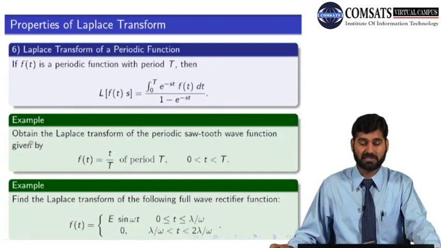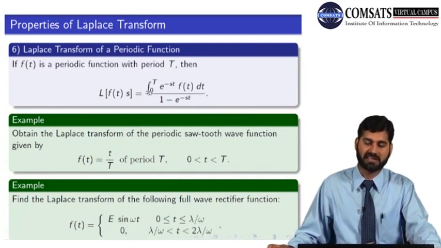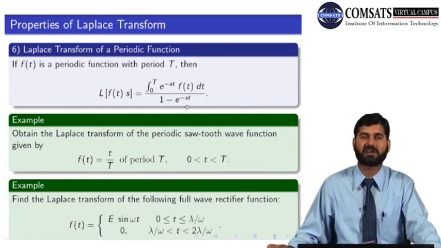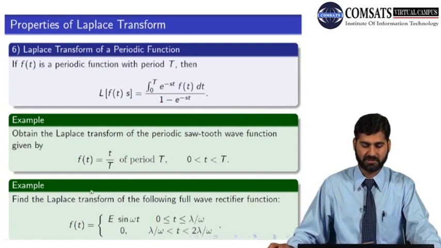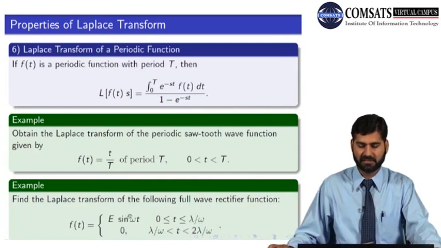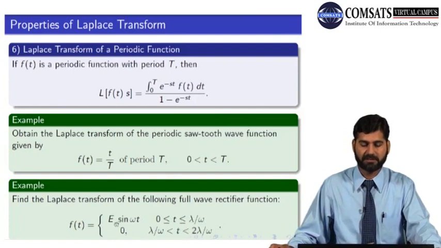So we can do these two examples as well. Obtain the Laplace transform of the periodic sawtooth wave function given by t by capital T, of period T. What you will do is integrate this t by T with e^(-st) from 0 to capital T and divide by this factor to obtain the Laplace transform. Similarly here, it is also a periodic function called the full wave rectifier function, |sin ωt|. So you can find the Laplace transform of this as well.